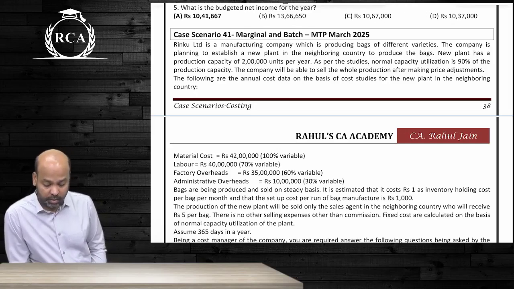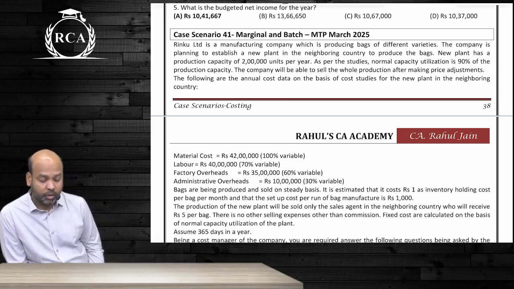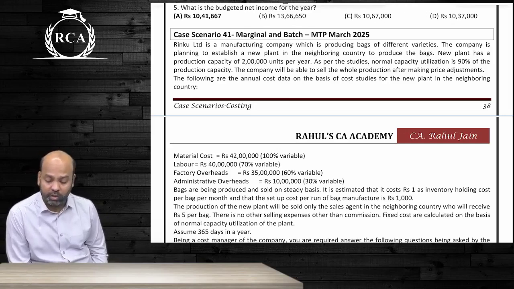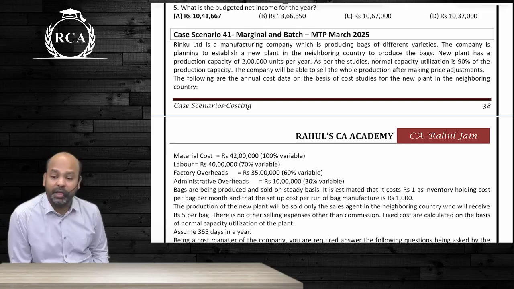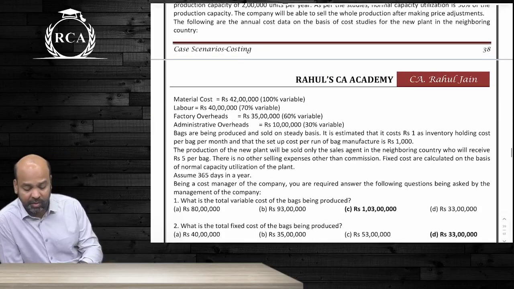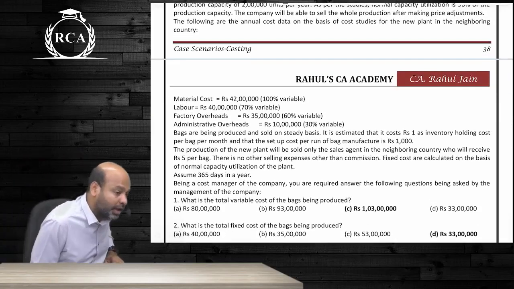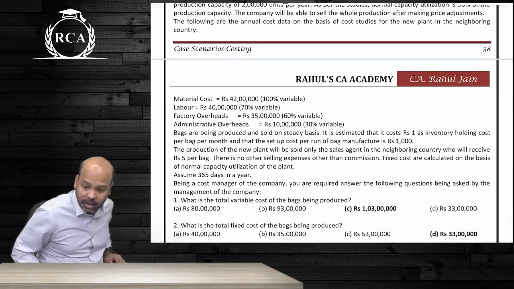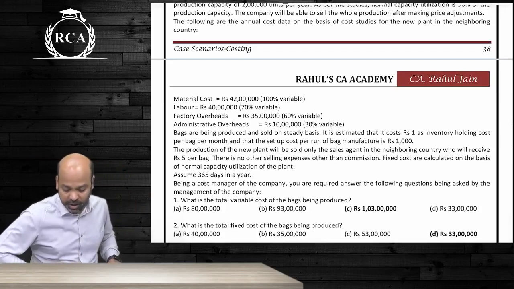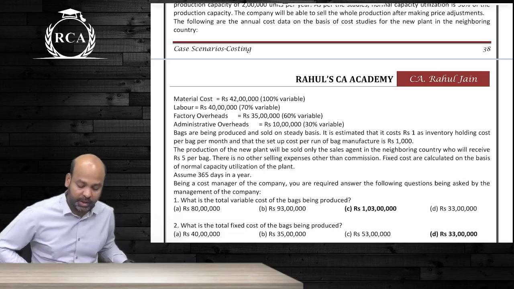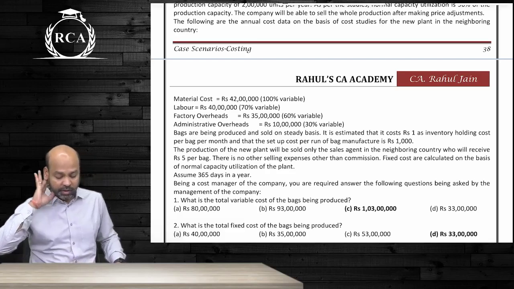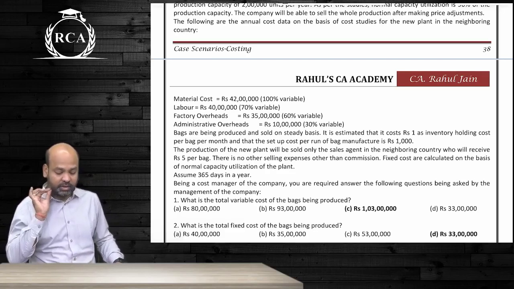country. Please याद रखना guys that though the production capacity is 2 lakh units, we will be working only at 1 lakh 80,000 units. So ये जो भी cost दिया हुआ है बेटा, will that be for 1 lakh 80,000 or 2 lakh units? 1 lakh 80,000 units. Material cost is 42 lakhs, labor is 40 lakhs, factory overheads 35 lakhs, admin overheads 10 lakhs.